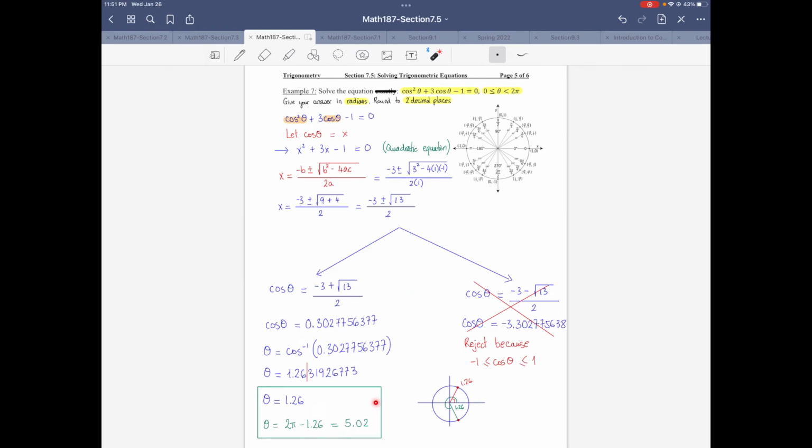These are the two angles that are in between 0 and 2 pi. In this problem, they only want me to find theta that is in between 0 and 2 pi. So that's why I didn't add 2 pi k in this problem.